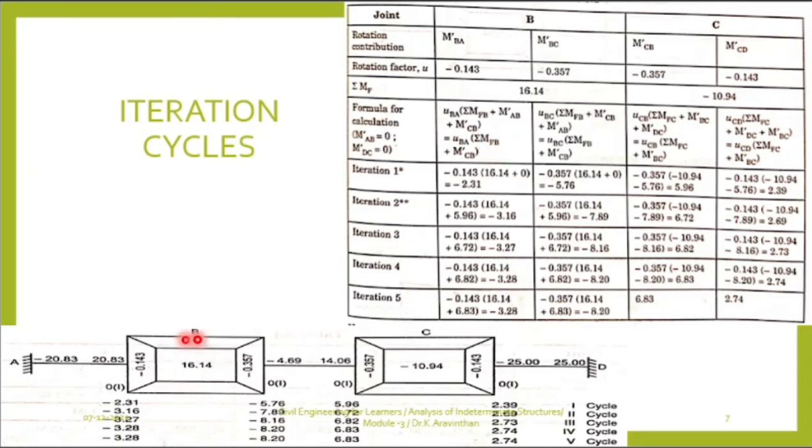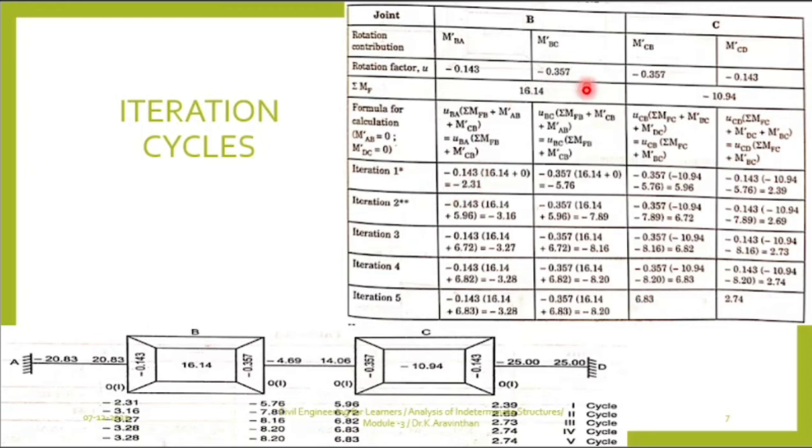So you have the joint B here. What is the sum of moment? 16.14, isn't it? Yes or no? So you have to write 16.14 plus M dash CB. What is M dash CB? At the first iteration you will not have M dash CB, hence you have to put 0. At the second iteration you will get M dash CB. And what happened to M dash AB? It will be 0. Why? Because the joint A is not considered. So when you multiply this, your answer will be minus 2.31.